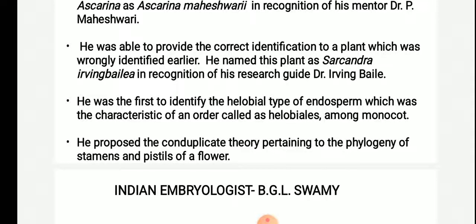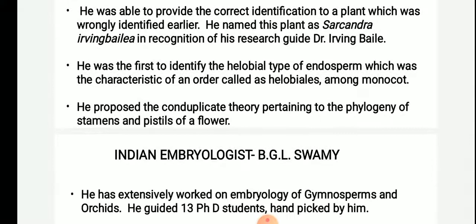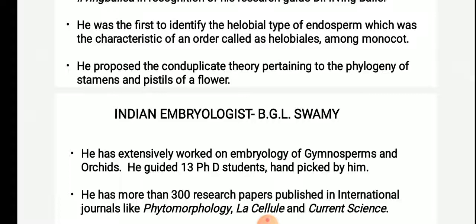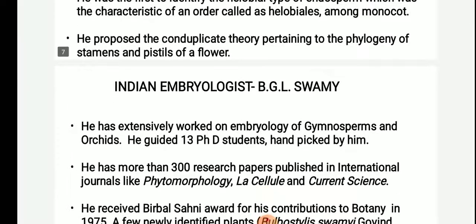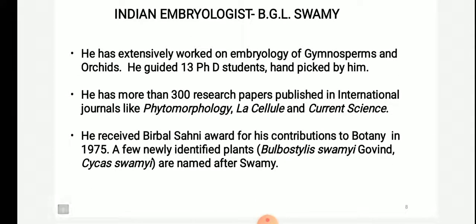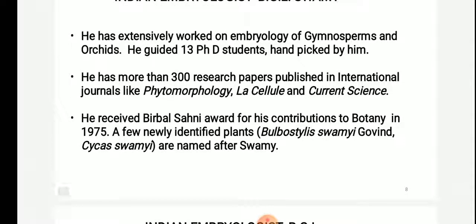He was the first to identify the helobial type of endosperm, which was characteristic of an order called Helobiales among monocots. He proposed the conduplicate theory pertaining to the phylogeny of stamens and pistils of a flower. He has extensively worked on embryology of gymnosperms and orchids. He guided 13 PhD students handpicked by him.